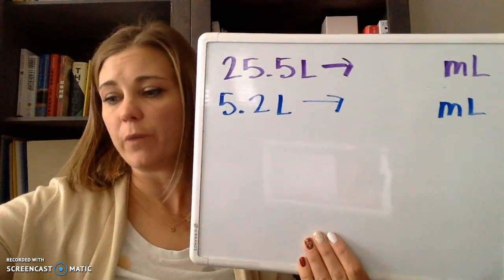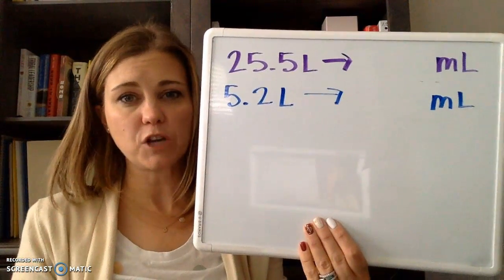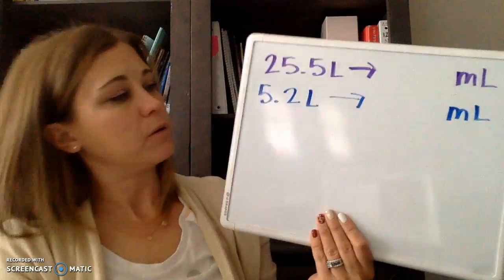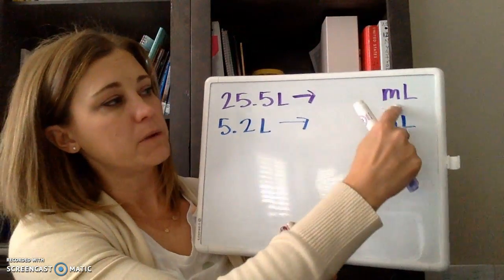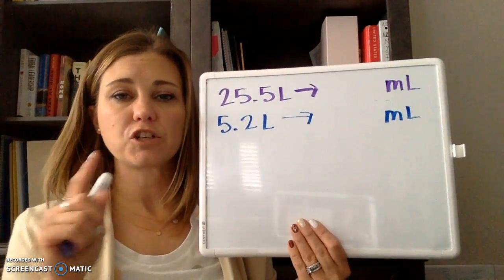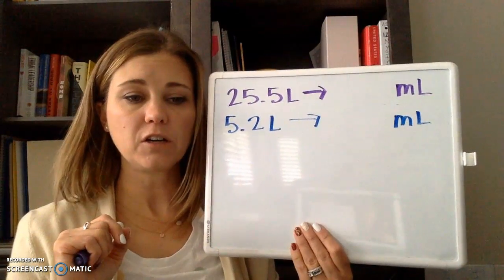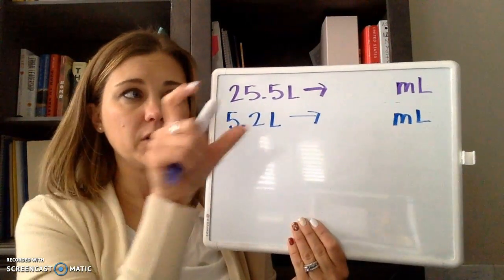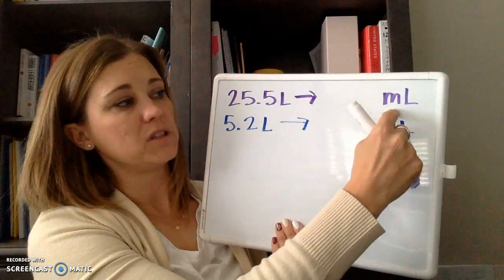So here I have my purple number. It helps me keep track. That's my barrel. Now, I need to change that from liters to milliliters. So I want you to think about our chart that we've been using in math. Liter is always in the middle. Liters in the middle, and then I have milliliters.